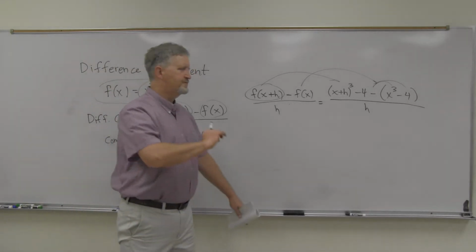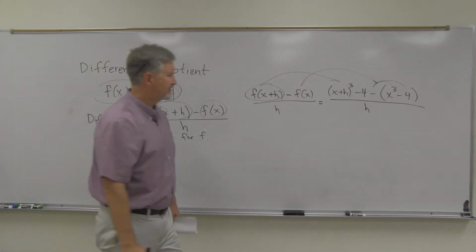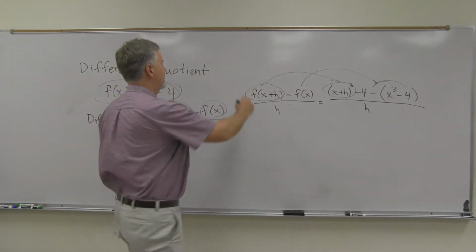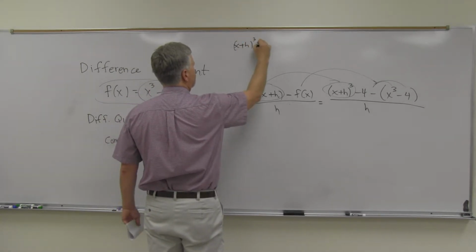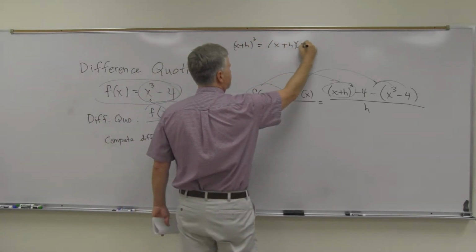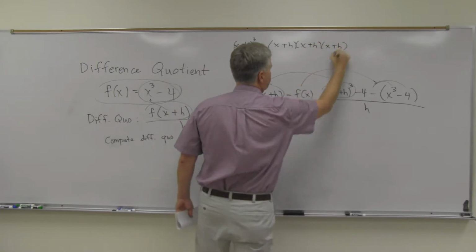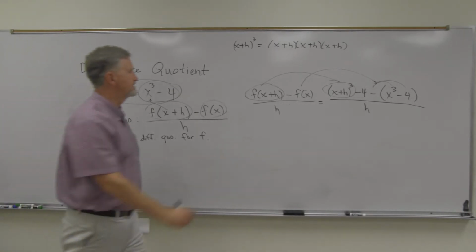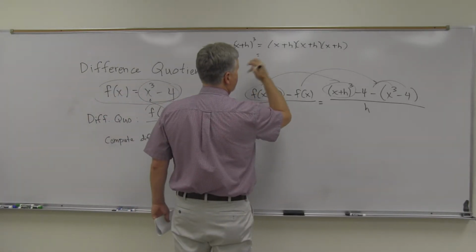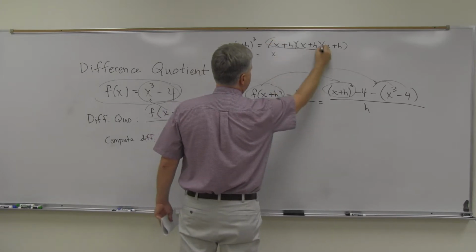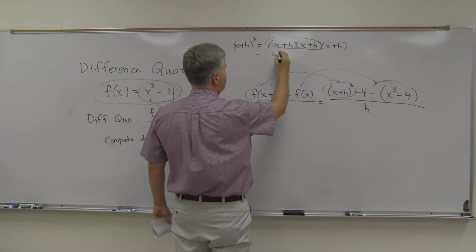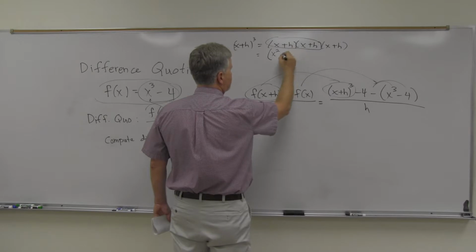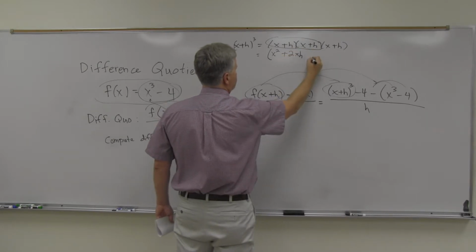If we have a cube, you may know a shortcut, but if not, when all else fails, you've got three copies: x plus h, x plus h, x plus h. Just multiply all three of those out. It's hard to do all three at once, but two of them at a time. So we got x squared, then xh and another xh, so two xh's. And then h times h, you got h squared.